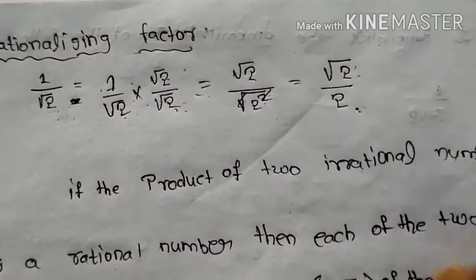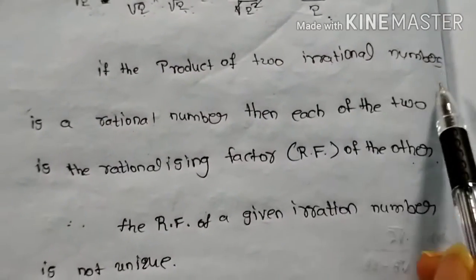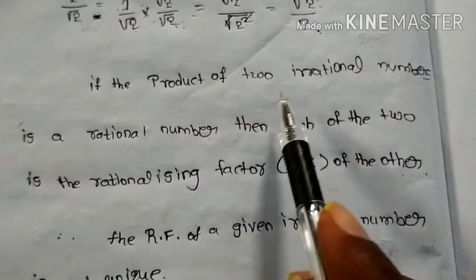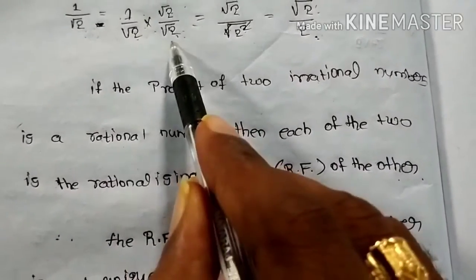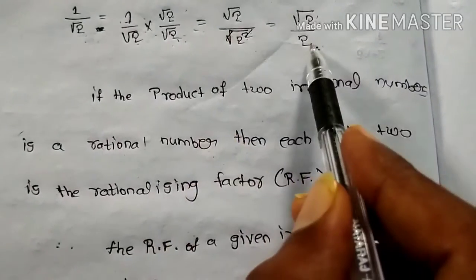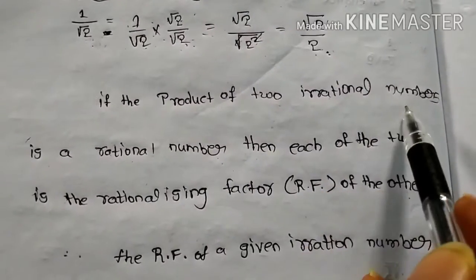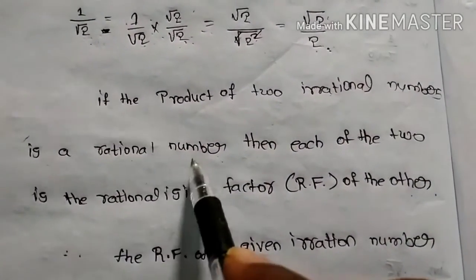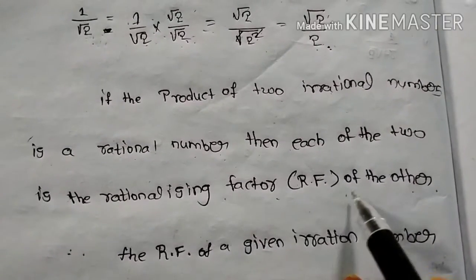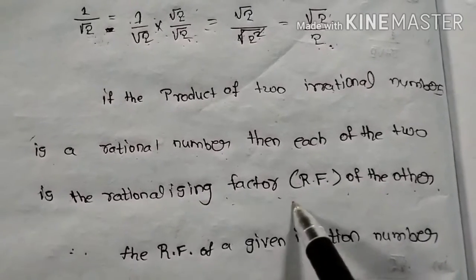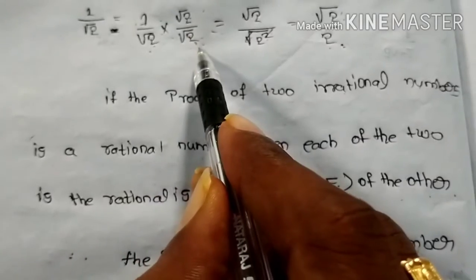So I am taking here, see here. If the product of two irrational numbers is a rational number, see, root 2 is an irrational number, root 2 also irrational number. Root 2 into root 2, you are getting a rational number or not? Yes, 2 is a rational number or not? So that only, if the product of two irrational numbers is a rational number, then each of the two is the rationalizing factor of the other. Root 2 is the rationalizing factor of root 2 here.